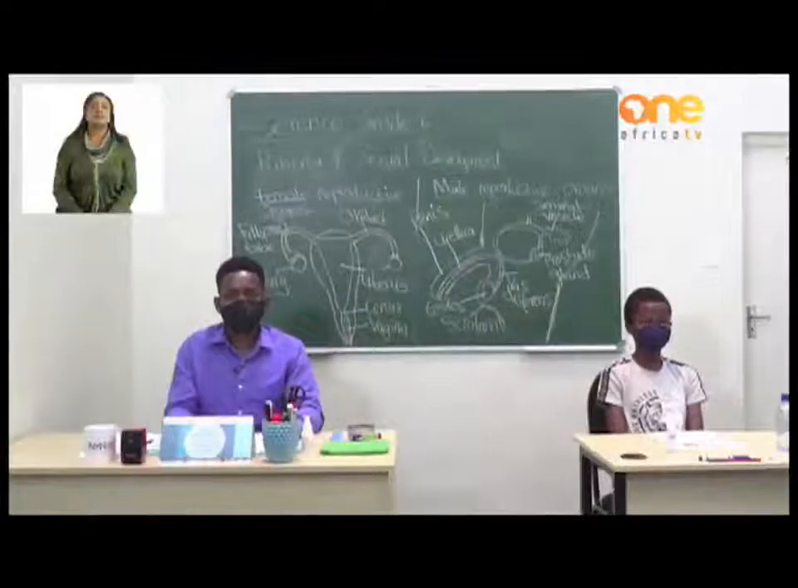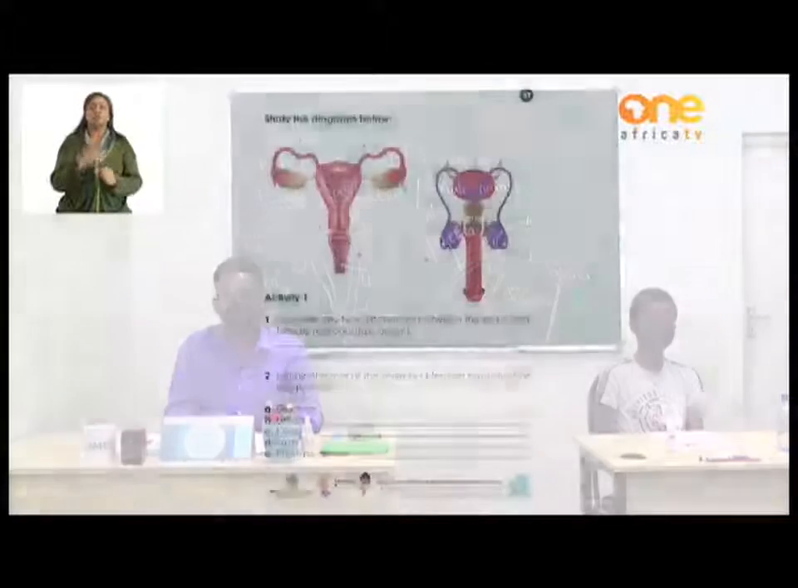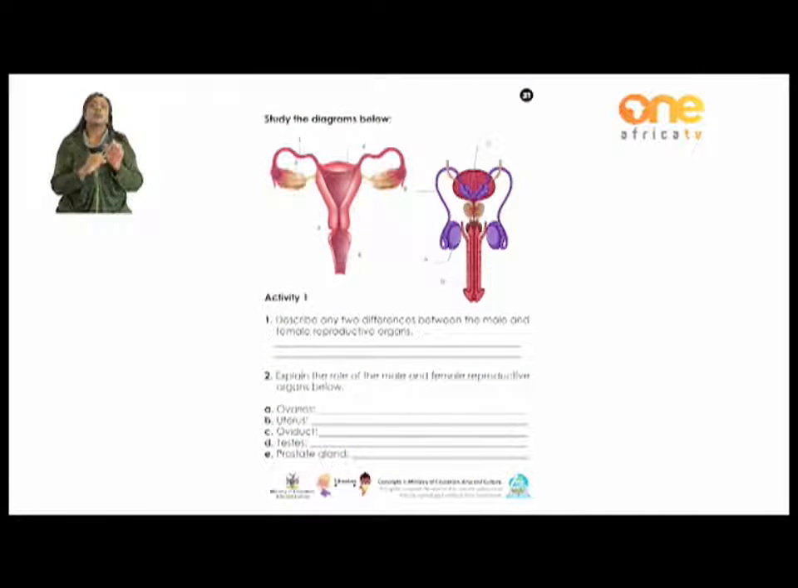Let us now turn to page 21. On page 21, we have your Activity 1, and here are your instructions for completing this activity. The first thing you need to do is study the diagrams that are provided for you. Once you have studied them in reference to today's lesson, only then can you complete this Activity 1.